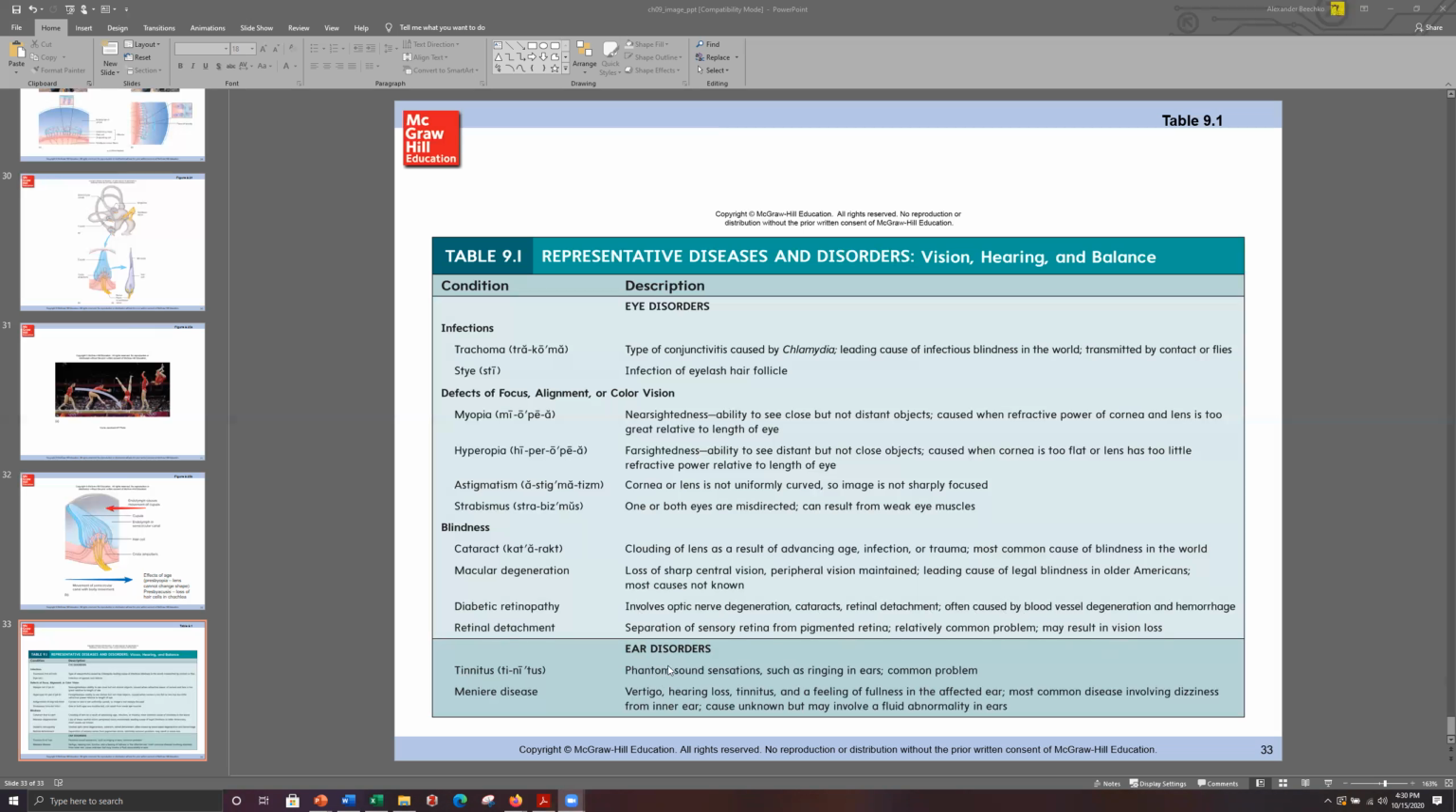You have tinnitus, phantom sound sensations such as ringing in the ears, which is commonly caused by constantly listening to loud sounds or being exposed to loud sounds. And then Meniere's disease: vertigo, hearing loss, tinnitus, and a feeling of fullness in the affected ear. Most common disease involving dizziness from the inner ear. Most causes are unknown, but may involve fluid abnormalities within the ears.